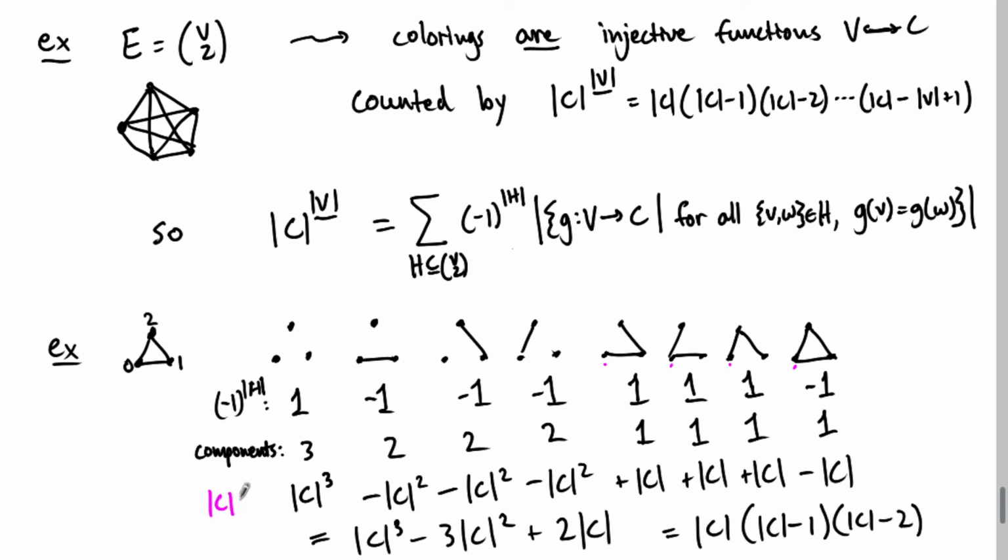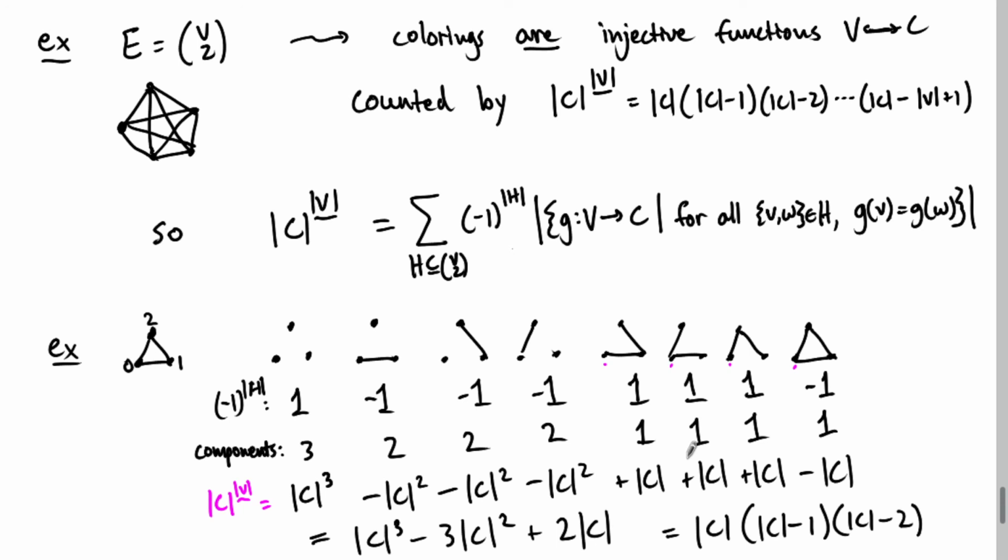Okay, so to calculate the number of colorings, which is, as we've said, should be this, we can then add up all the terms in this, and we get a polynomial. And so if we write it simplified, I guess we get this polynomial in the cardinality of C. And notice if we factor it, we get the falling factorial as expected.